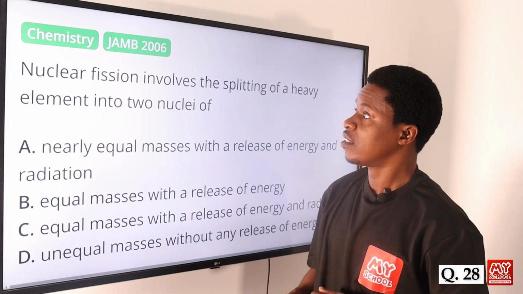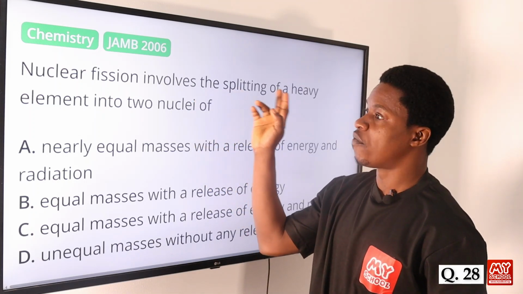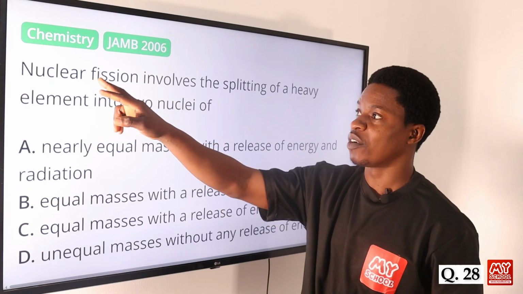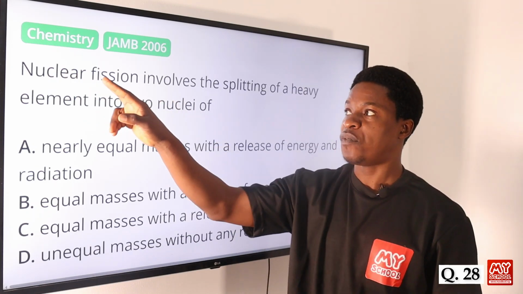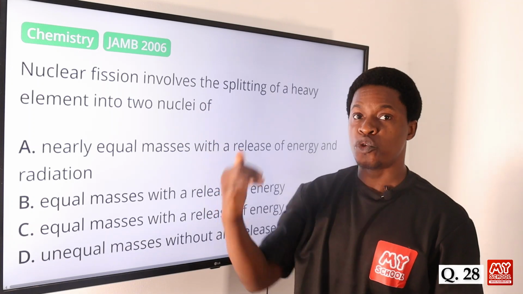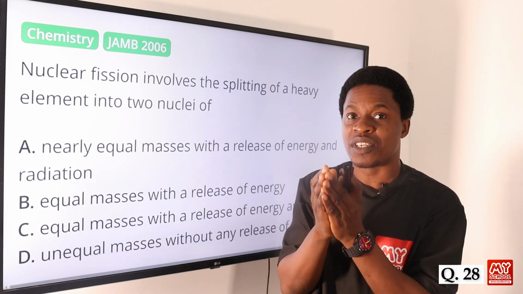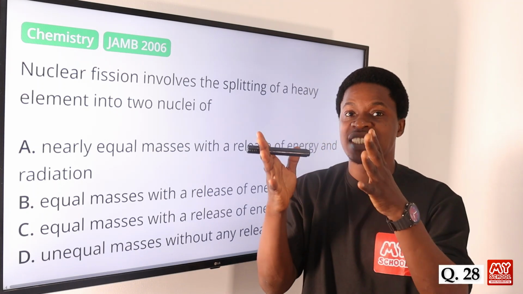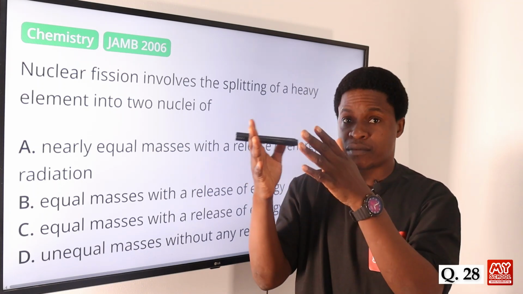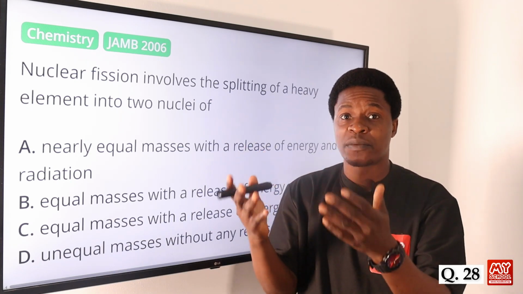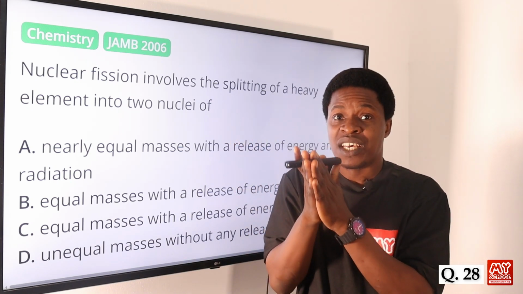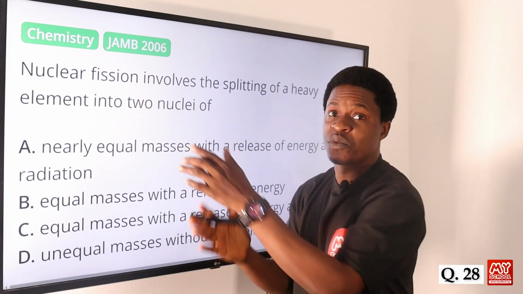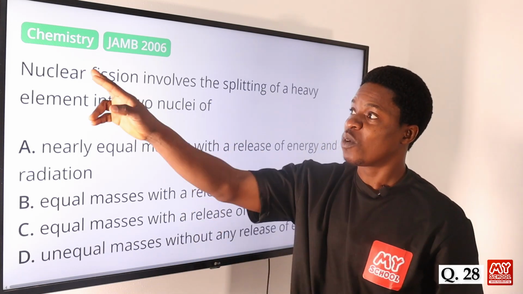Question 28. Nuclear fission involves the splitting of a heavy element into two nuclei. This is what? Fission. We have nuclear fission and nuclear fusion. Fusion, F-U-S-I-O-N, means fusing, so two light nuclei or atoms react together to form a heavier one. But nuclear fission has to do with splitting.